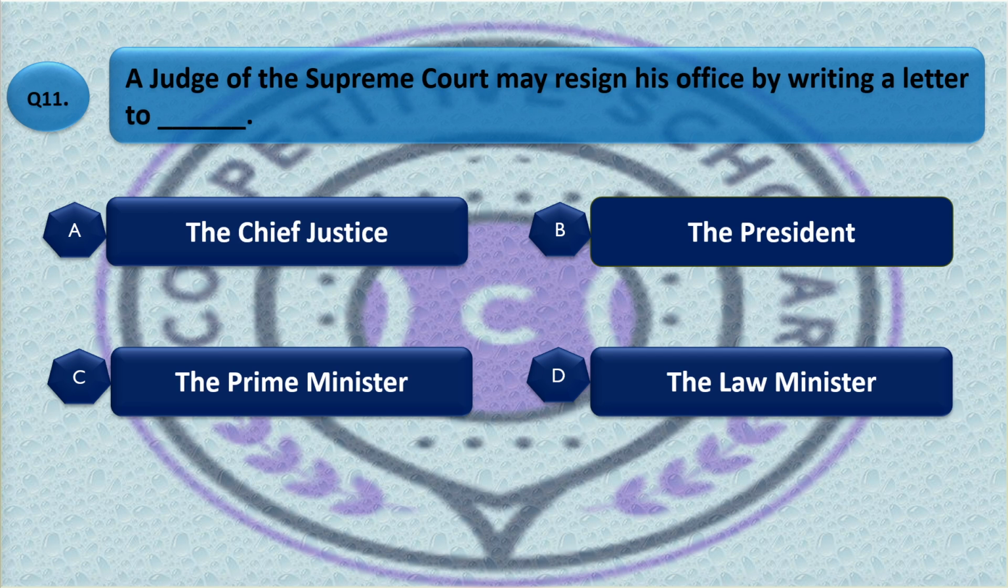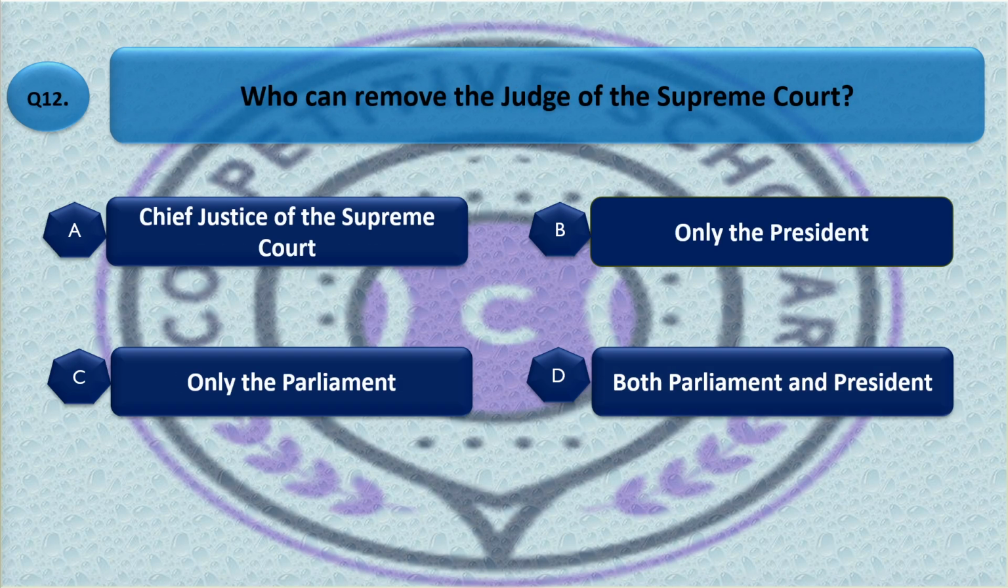Question number 11. A judge of the Supreme Court may resign his office by writing a letter to whom? Option A, Chief Justice, option B, President, option C, the Prime Minister, option D, the Law Minister. The answer is option B, that is the President.